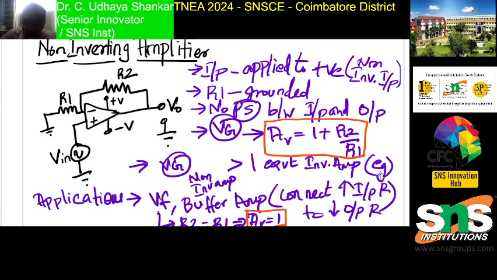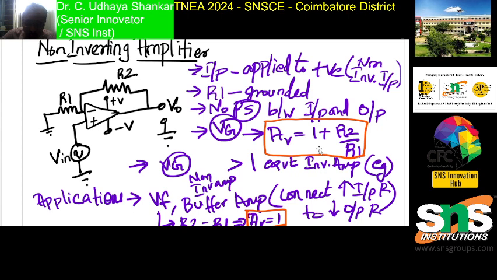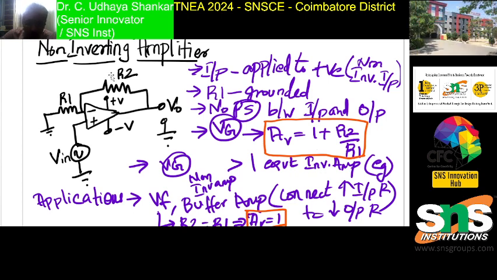In the previous case, you know that the voltage gain was given as minus R2 by R1. Here the voltage gain AV is given by 1 plus R2 by R1. It's a very important formula. So easily you can identify R2 by R1. So 1 plus R2 by R1 is the voltage gain.